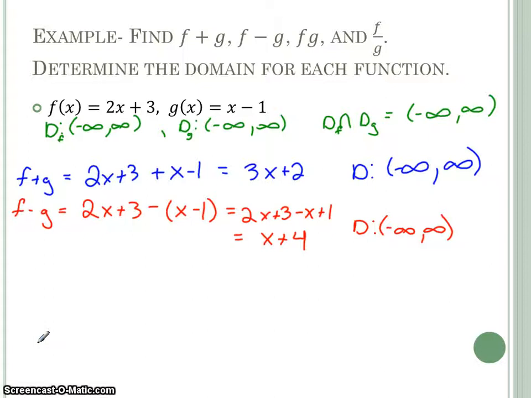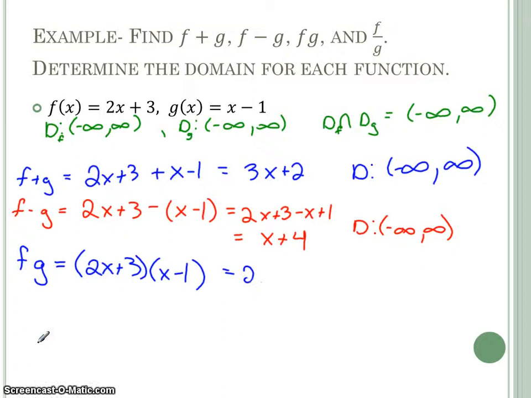Okay, so then we want f times g. Well, that just means take our function f and multiply it by our function g. So what are we going to have to do here to multiply these? Boil. Yeah, we got to boil those out.